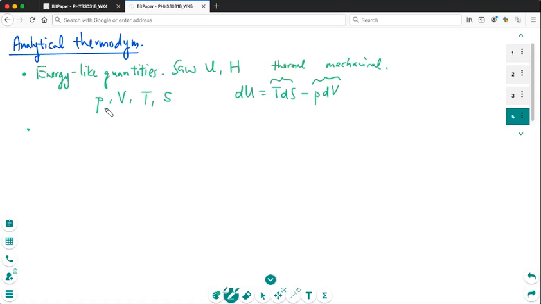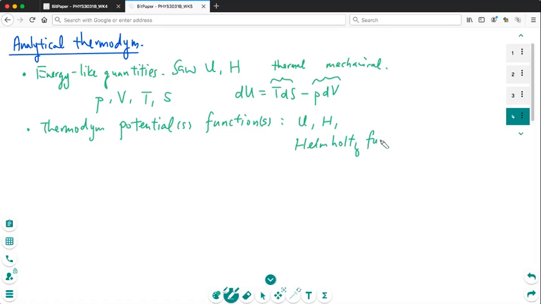energy-like quantities. Now let me say the name of this. These energy-like quantities are called thermodynamic potentials. Sometimes people just stop here, potentials, or sometimes some books like to complete it. They will call these thermodynamic potential functions. Two of them are here: you have U, H. The other two will be the Helmholtz function, F, and the last one is the Gibbs function, G.